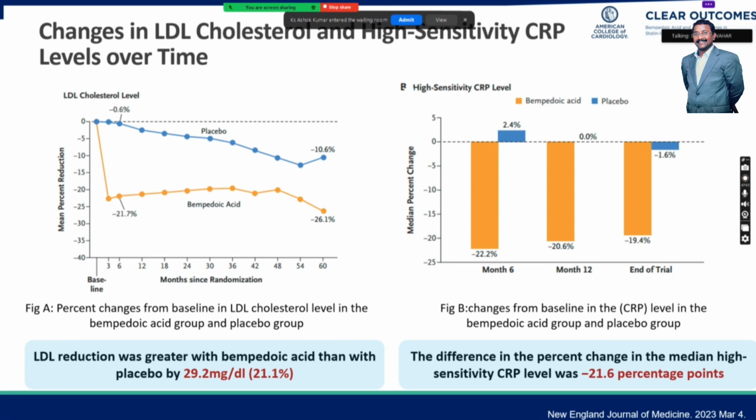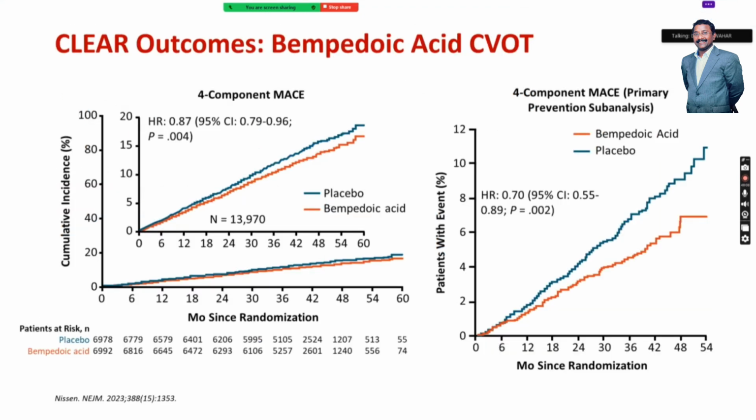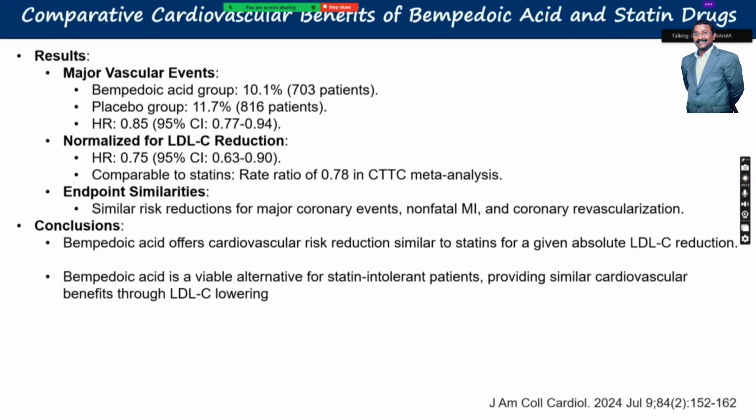See the changes in the LDL-C cholesterol and high sensitive CRP levels. LDL reduction was greater with bempedoic acid than with the placebo. Again, the high sensitive CRP reduction is also good with bempedoic acid. So the outcomes score over the placebo therapy.